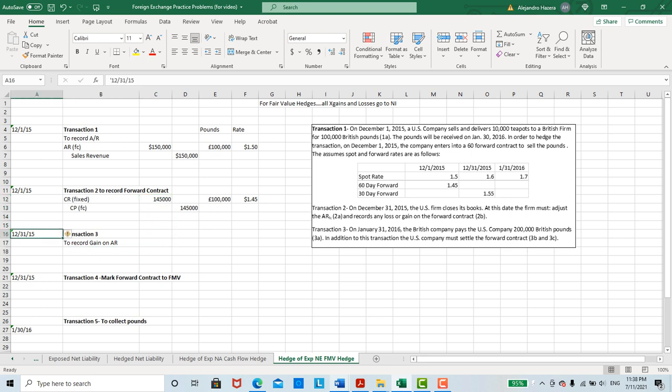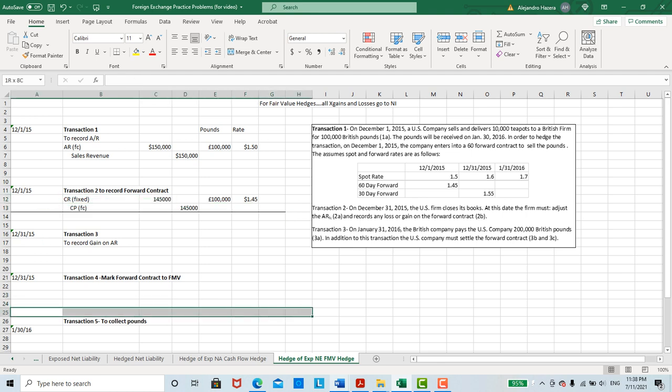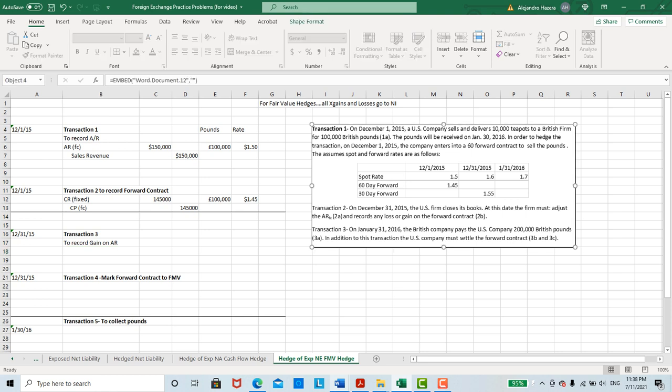Okay, then let me put a line here like I've been doing. So we get to the next date. Next date is 12/31/15. That's the settlement date. So this one here is to record a gain on accounts receivable. Why is it a gain? Because the spot rate goes from $1.50 to $1.60. So that account receivable is worth 10 cents more on each one.